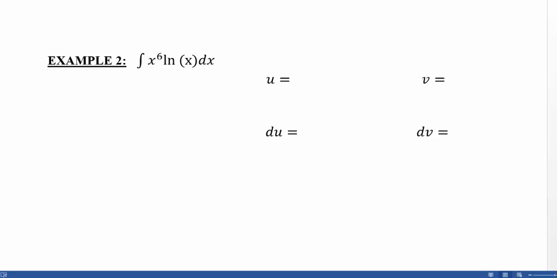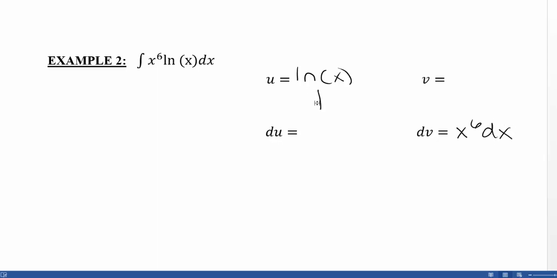The antiderivative of x to the 6th we can do with a power rule. We can add 1 to the power and divide by the new power. The antiderivative of the natural log of x is not something that's on our basics chart. We don't actually know how to do that yet. So we're going to pick our u to be the natural log of x. And in general, when you're doing integration by parts, if there's a natural log present in your problem, that's almost always your u. So that means that my dv is everything else. So that's x to the 6th dx.